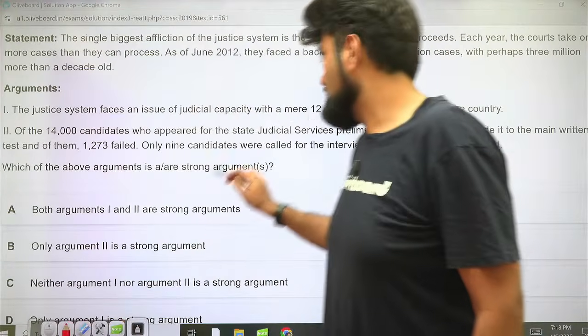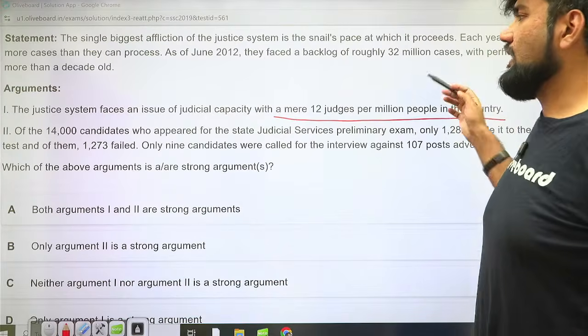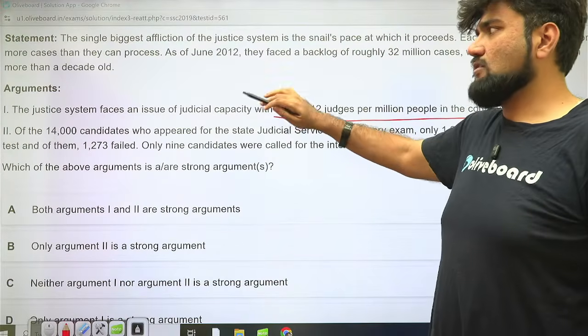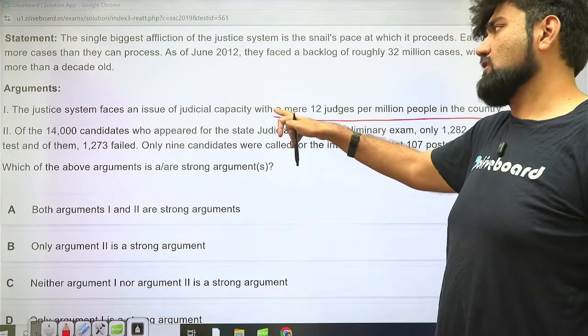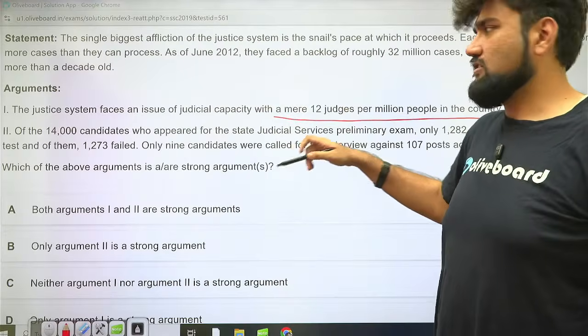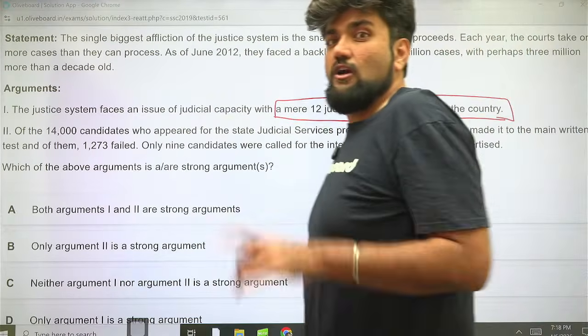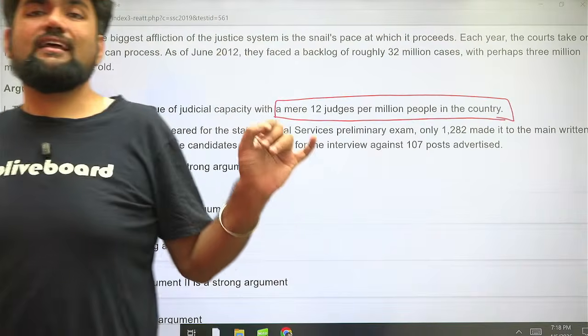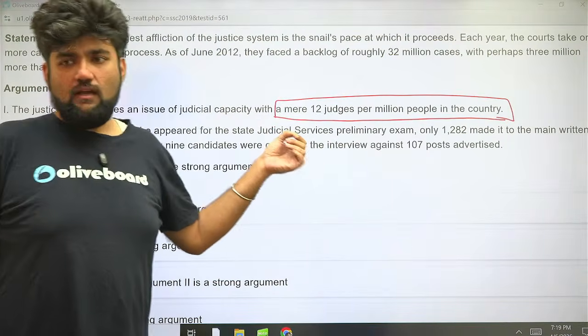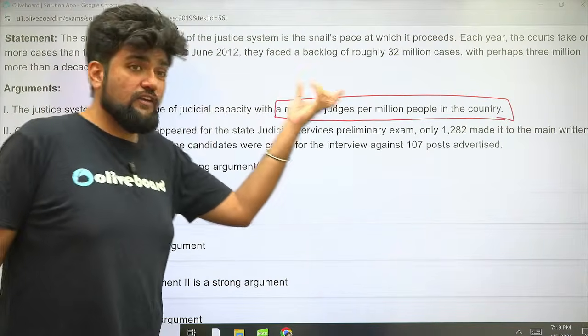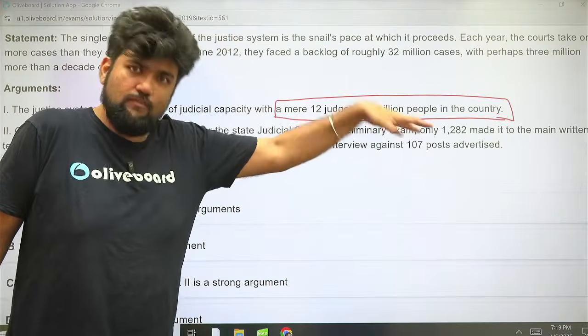And the premise is actually a strong premise, because it is trying to tell you why this problem is occurring. Because the justice system faces an issue of judicial capacity. That means there are fewer judges, and they have mentioned the figure also. Don't argue upon the credibility of the figure. You can't question whether this figure is right or not. How do I know? No, you have to assume it to be true.